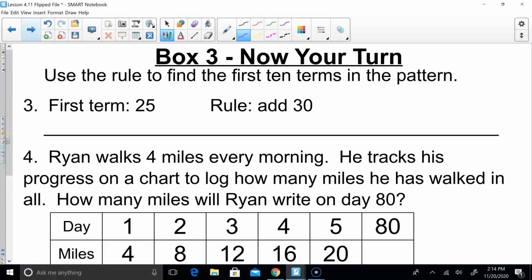Also, number 4, Ryan walks 4 miles every morning. He tracks his progress on a chart to log how many miles he has walked in all. How many miles will Ryan write on day 80? So take that chart, write out that chart, and fill in that missing number to see how many miles I walked on day 80. Yes, my name is Ryan.